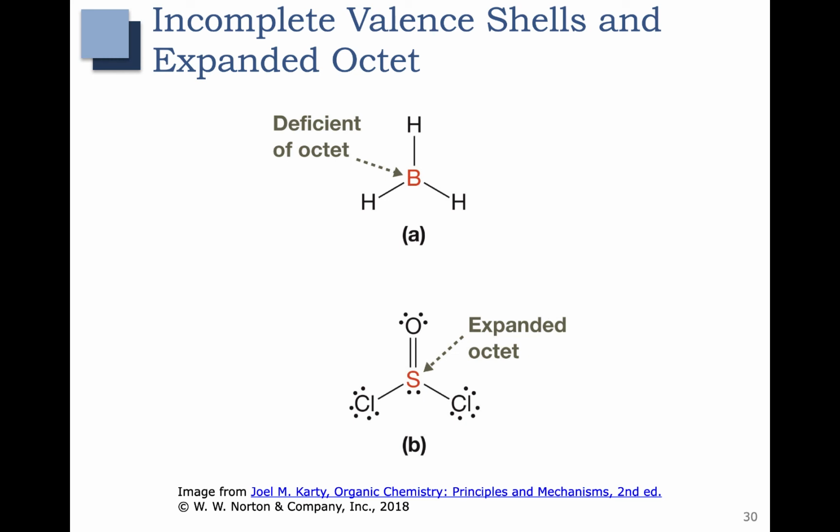You can also have situations where you have expanded octet, meaning greater than 8, and that happens, for example, in sulfur. But we're not going to deal with these examples too much in organic chemistry. For the most part, you're going to be dealing with carbon, nitrogen, oxygen, and hydrogen. So you're always going to be looking for a fulfilled octet.